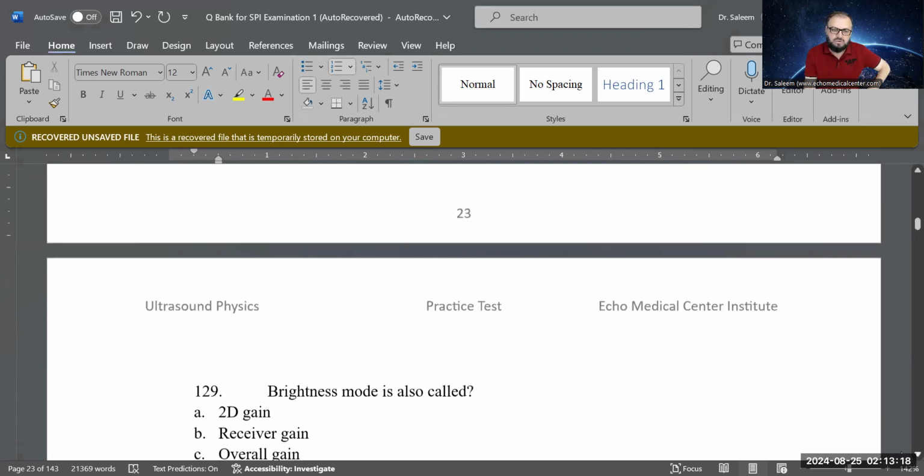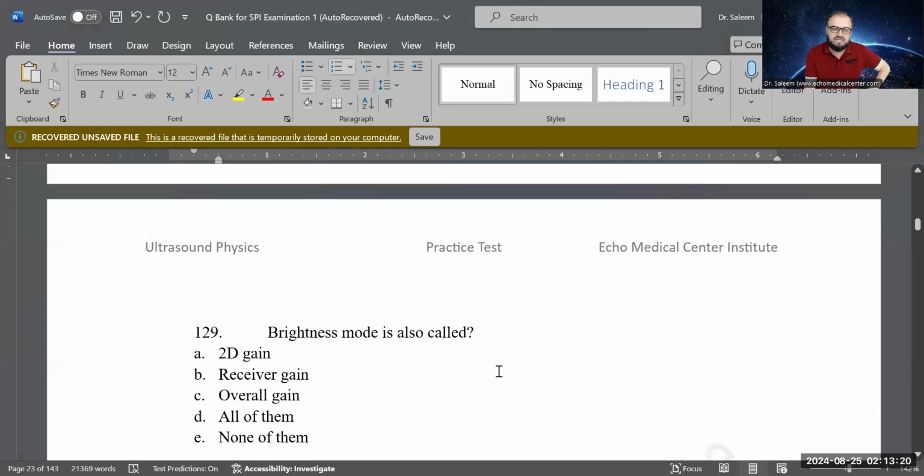So this question is basically asking, brightness mode is also called, what do you think, what can be the other name for the brightness mode? So the answers are A, 2D gain, B, receiver gain, C, overall gain, D, all of the above, E, none of the above. What do you think?